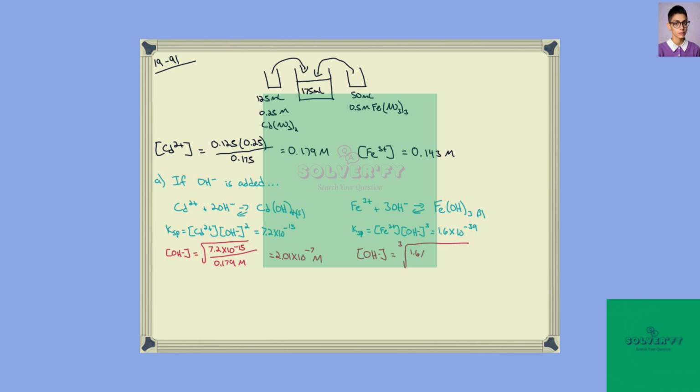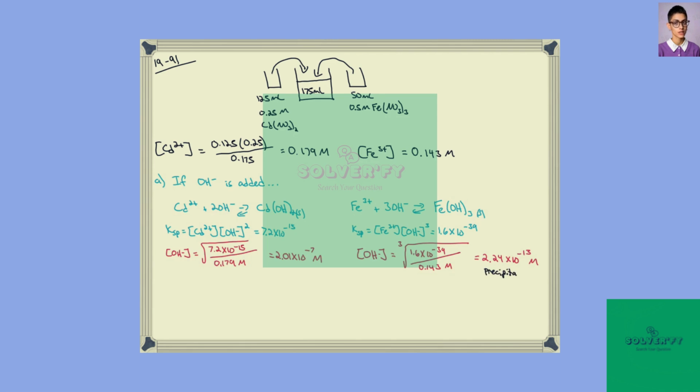We'll do the same thing to solve for the hydroxide concentration that will initiate precipitation of iron 3 plus when the iron concentration is 0.143. It ends up being the cube root, just rearranging this equation, of the KSP value for iron 3 hydroxide divided by the iron 3 plus concentration that we calculated up here. And we get 2.24 times 10 to the negative 13.